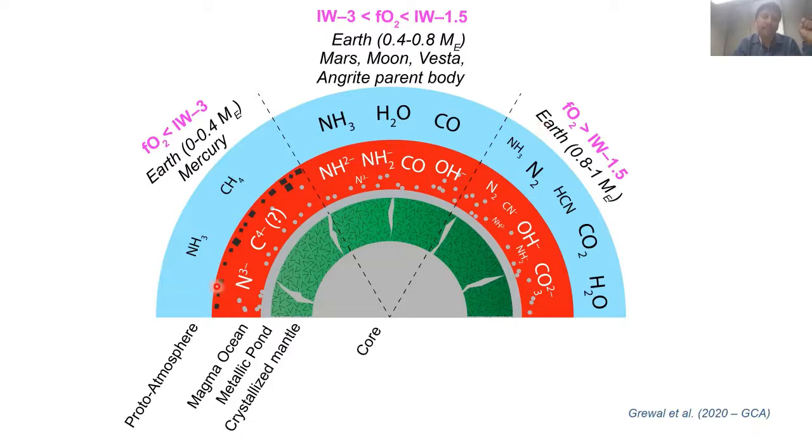So in the very reducing conditions, you will get ammonia and methane. In intermediate type of oxygen fugacity conditions relevant for Mars, the Moon, Vesta, or Angrite parent body, you will probably get ammonia, CO, and H2O.